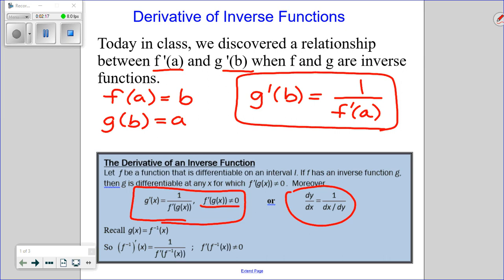Or instead of using f and g, we could also use our inverse notation, and so we get this rule where the derivative of the inverse of f of x is equal to 1 over f prime of the inverse of f of x. So again, it's the same rule, just written different ways. All right, let's look at a few examples.